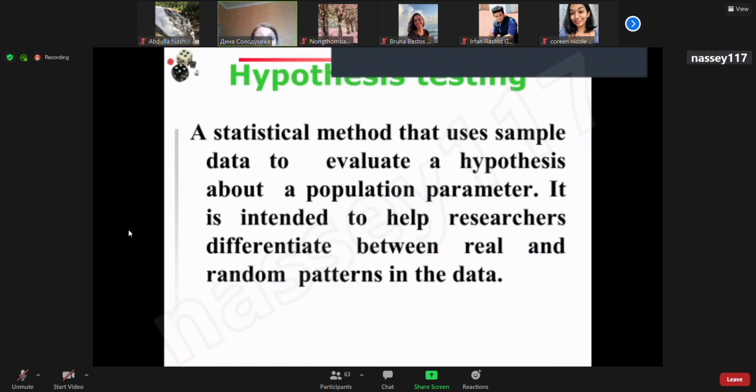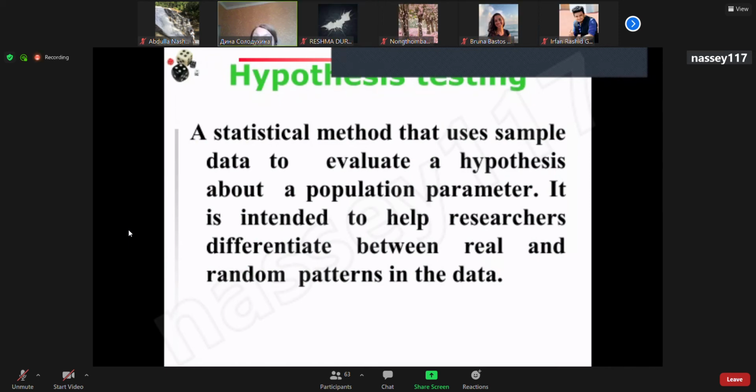So hypothesis testing enables a researcher to differentiate between a real pattern and a random pattern in the data. And we can check by this method whether our idea is wrong or maybe it is true. And what we call statistical significance means that we can repeat our findings and we will find the same results again and again if our hypothesis is true.